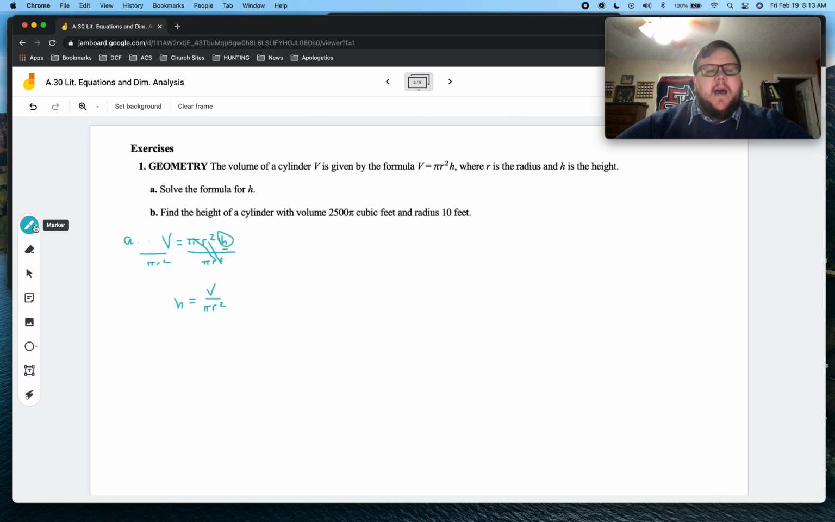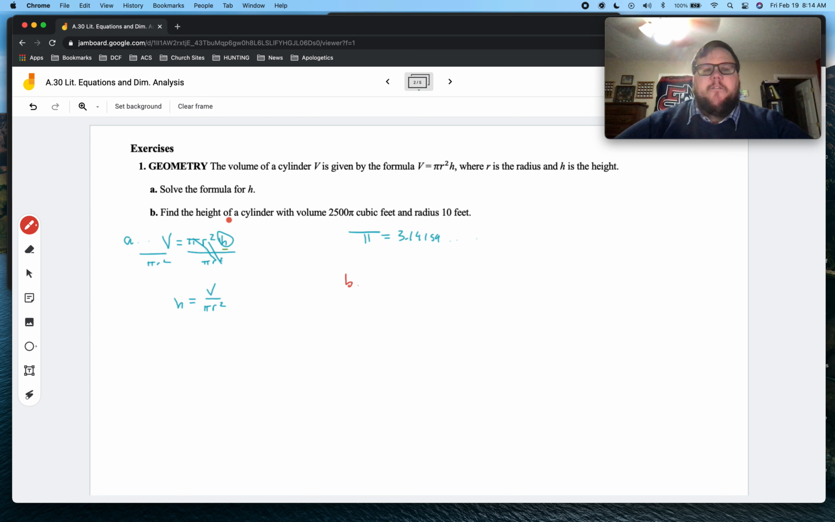Now, pi is a value. So pi is 3.14159, blah, blah, blah. It runs on forever and ever. But pi is a value, so you have to remember that. It's not a variable.